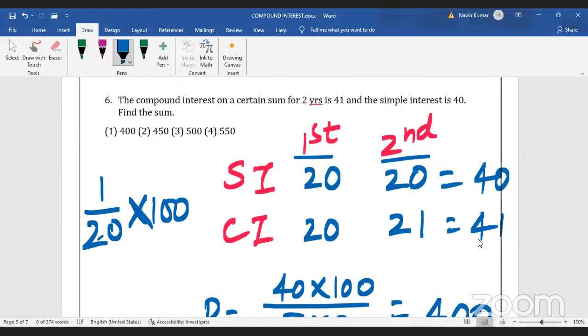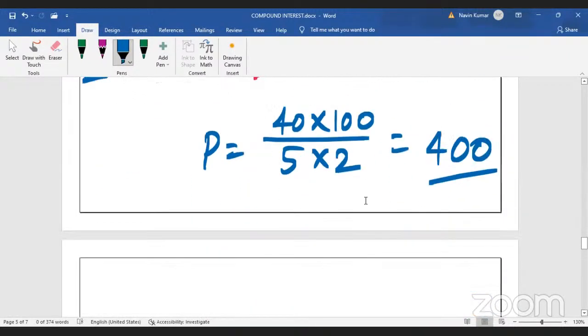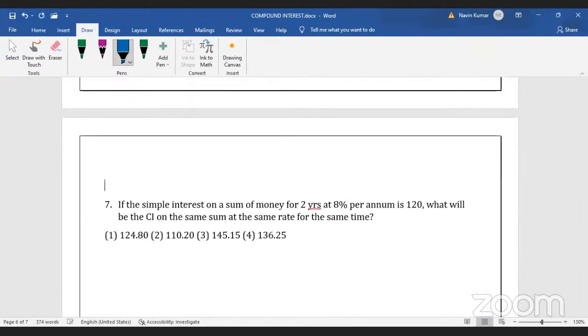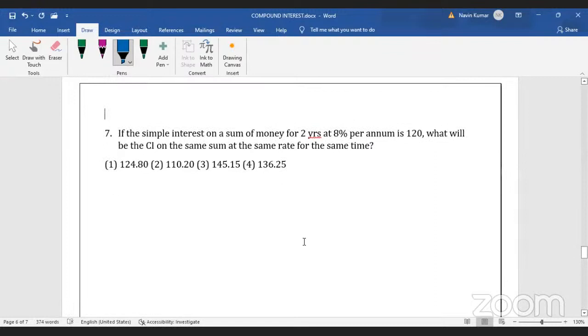ओके सर. कल हमने सीखा था ना, सिंपल इंटरेस्ट इज सेम फॉर ईच ईयर. So I understood that the difference will be 1, 41 minus 40, and then it should be 1 divided by 20 into 100. That will give rate percent. Yes, sir. Okay, sir. When you know the rate, time, and simple interest, you can find principal. Yes, sir.